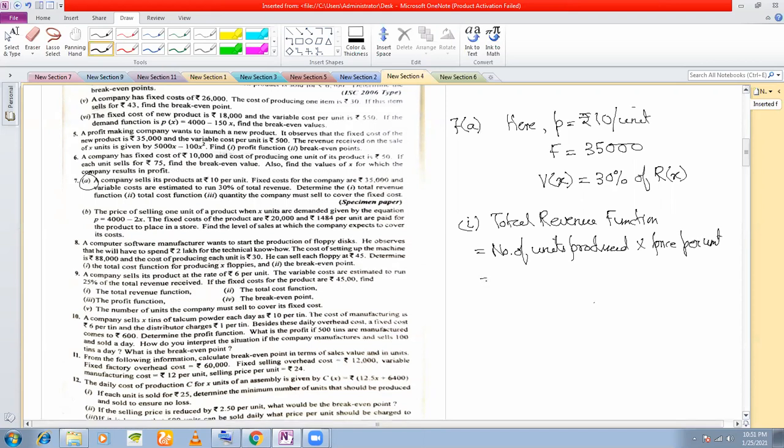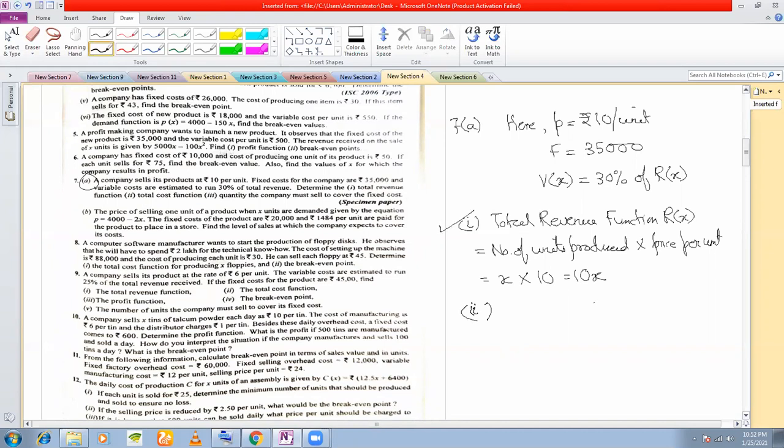How many units are we producing? X. And what is the price per unit given? 10. So your revenue function is 10x. Let's say Rx, the revenue function, is equal to 10x. Variable cost will be 30% of the revenue function, but I'm coming to that later. I'm going question by question. Your first question is the total revenue function, so we have answered the first question.